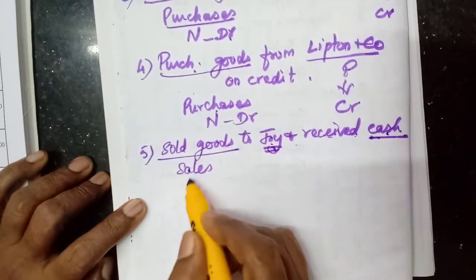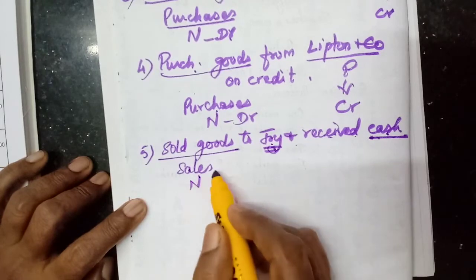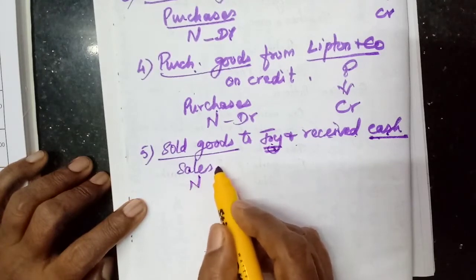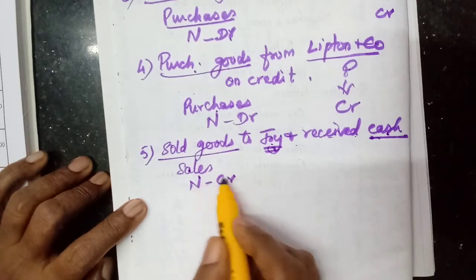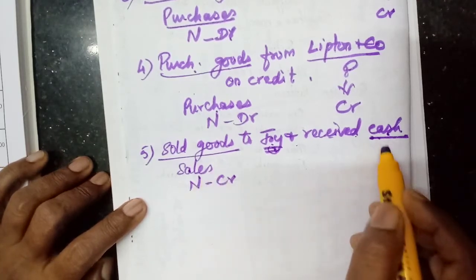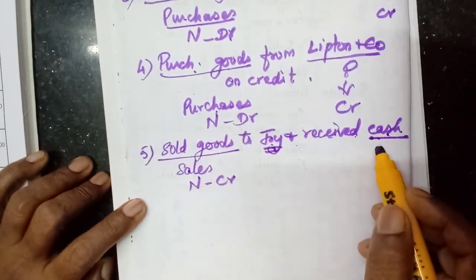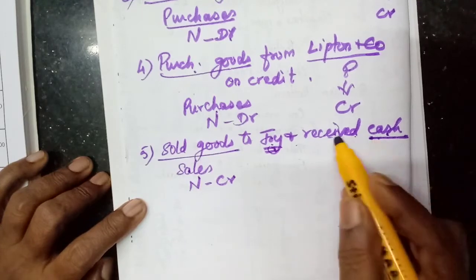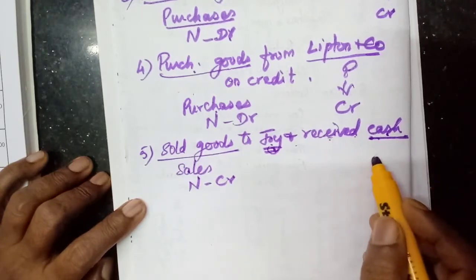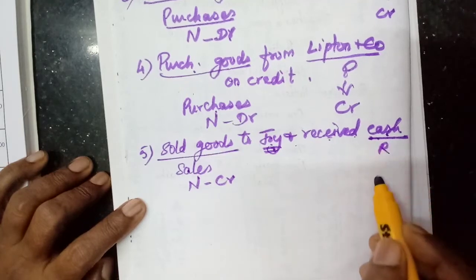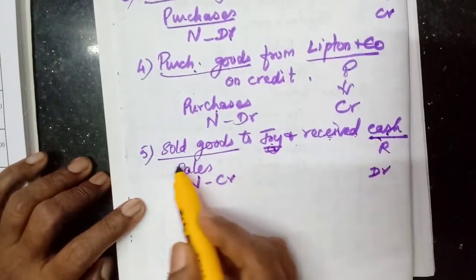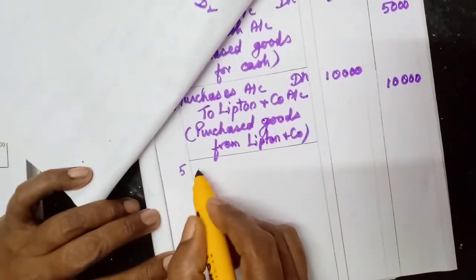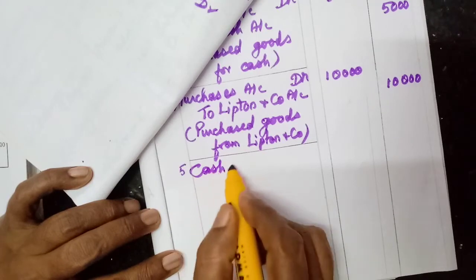Okay. Sales and cash. Now this is nominal. Here it is an income, isn't it? So we need to credit. Debit all expense and loss, credit all income and gain. Then cash, real account. Debit what comes in, credit what goes out. Cash is coming in. Received cash, isn't it? So real account we need to debit. So what is the entry? Cash account debtor to sales account. Okay, students? Cash account debtor to sales account.